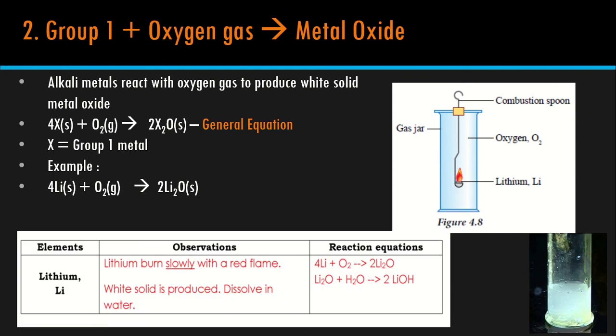Okay, dia punya observation, bila kita bakar ni, lithium burn slowly with a red flame. Warna api ni warna merah. Okay, so equation dia Li plus O2 produce Li2O, lithium oxide. Inilah metal oxide. Okay, after that, the white solid is produced. Nama dia tadi lithium oxide tu white solid lah. So white solid ni kita pun dissolve in water. Tengok bawah ni, nanti bila buat eksperimen ni nanti, after the reaction, you kena ambil distilled water, you pun tambah sikit dalam balang ni.